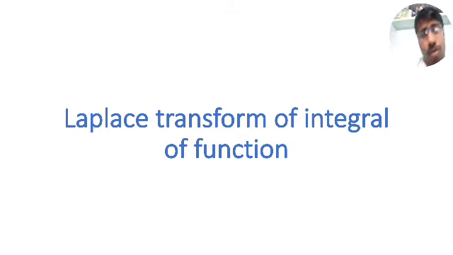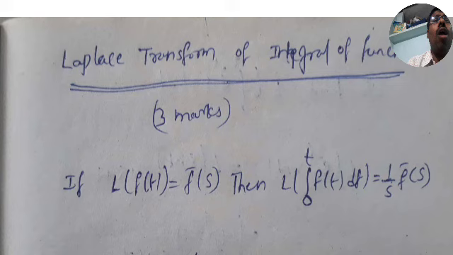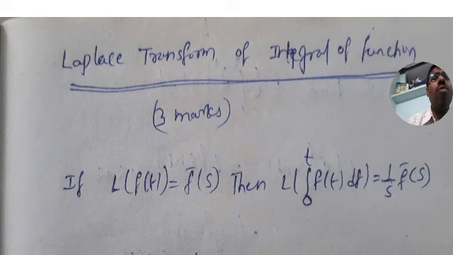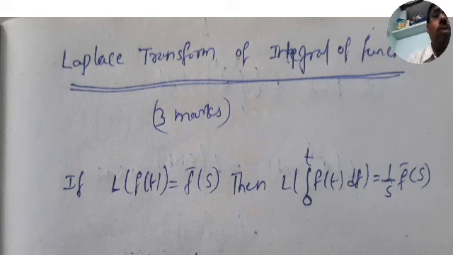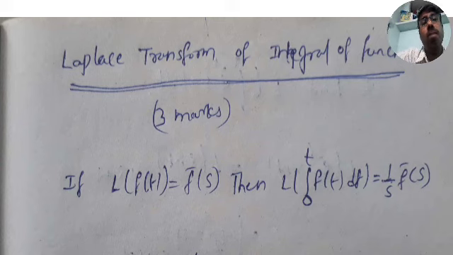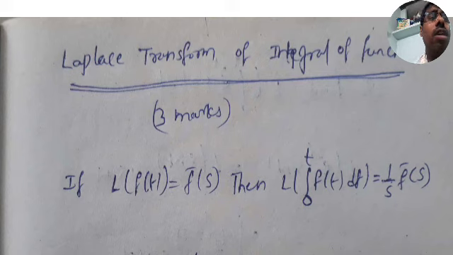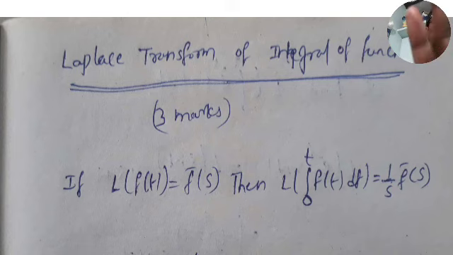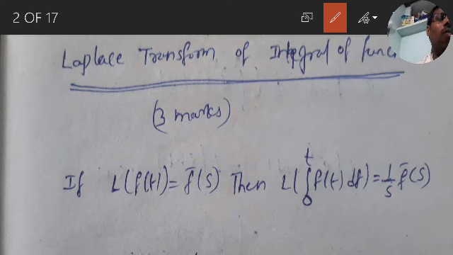So let us move on. What is a Laplace transform of integral of a function? Sometimes the question comes for 3 marks. So what it says, you see, if L of f of t is f bar of s, then L of integration 0 to t f of t dt is 1 by s into f bar of s, just 1 by s extra. So that is very simple and you will get 3 marks here.